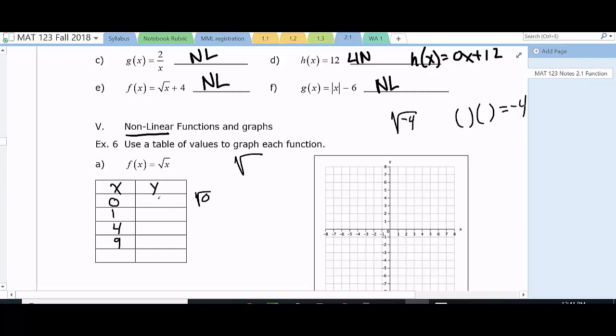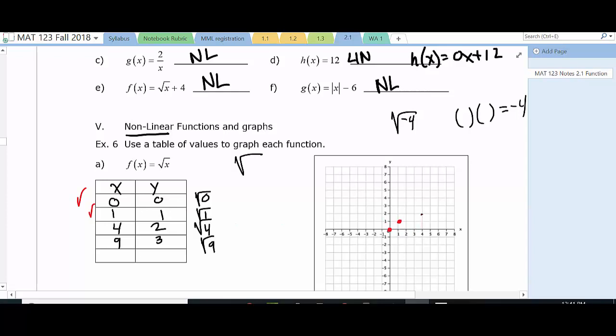So square root of 0 would be 0. Square root of 1 would be 1. Square root of 4 would be 2. And then square root of 9 would be 3, like that. Okay? And then we plot it. It's a nonlinear function, so its graph is not going to be a line. So if you plot the point 0, 0, that's your first point. Then you got 1, 1.